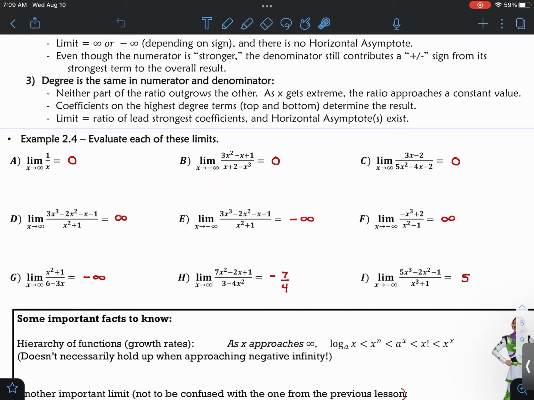H and I, these are the ones where if you look real closely, you'll see that the highest degree term is in both the top and the bottom. We've got x squareds in both places. In that case, you look at the ratio on those terms, 7x squared over negative 4x squared. I've got a horizontal asymptote at y equals negative 7/4. So that's my limit. Likewise here for I, it doesn't even matter if you're approaching negative or positive infinity. We can still just look at the ratio of those coefficients. The answer there is 5.